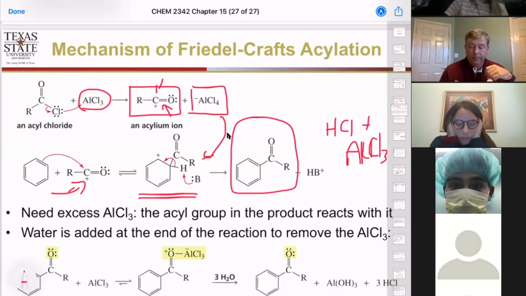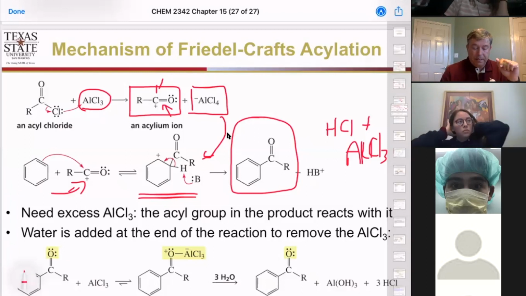Okay, now I said that in Friedel-Crafts alkylations, you only need a catalytic amount of aluminum chloride. In acylations, this isn't true. We actually have to use excess acyl chloride. The reason is that because it's a Lewis base, the new carbonyl ketone can react as a Lewis base to form a complex.